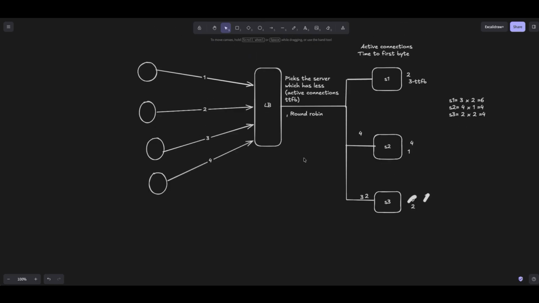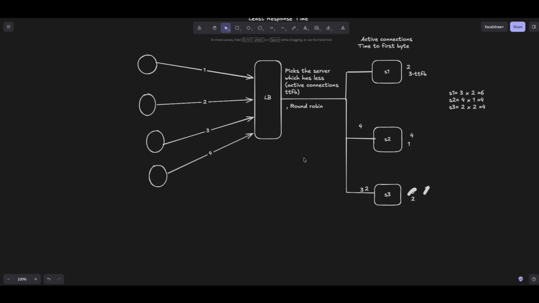Okay, so that's all. I hope you understand what a load balancer is and what it does, and you know all the algorithms and will be able to choose better.